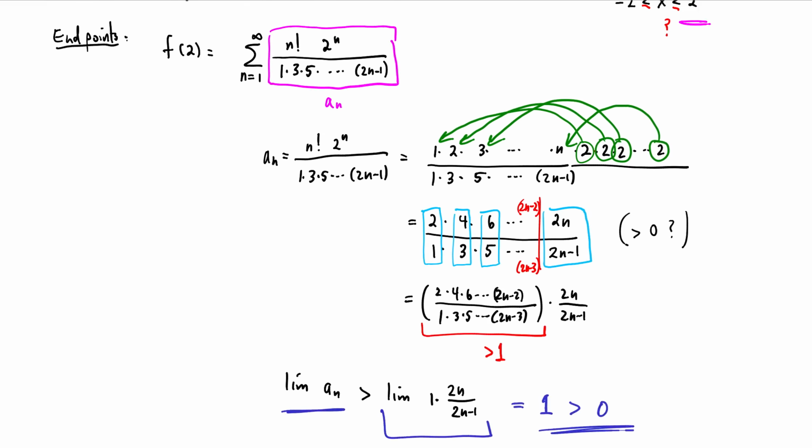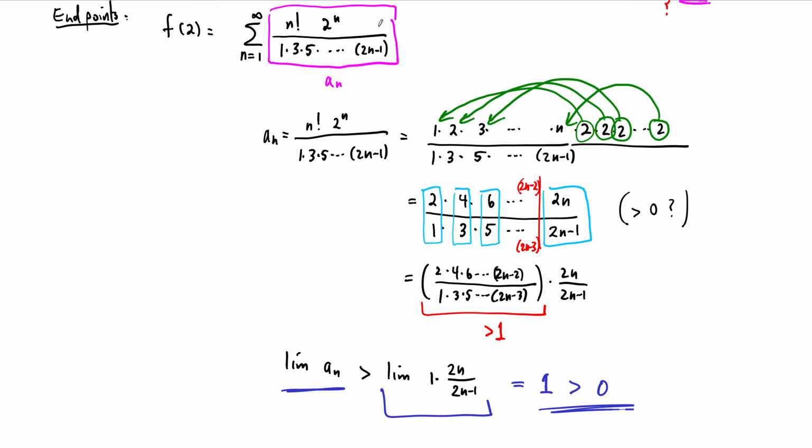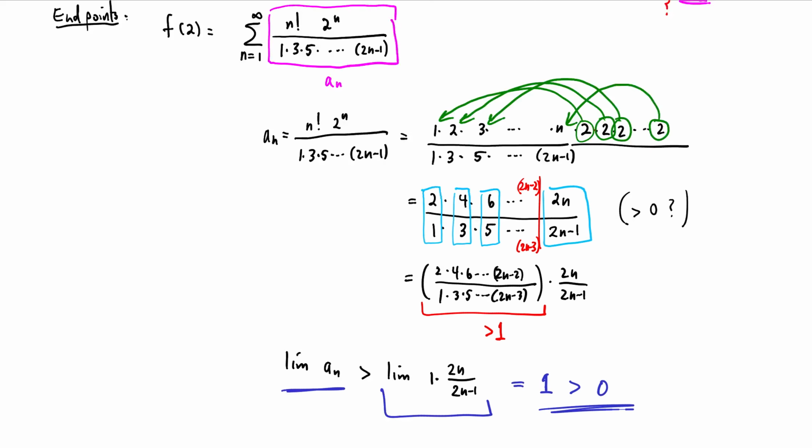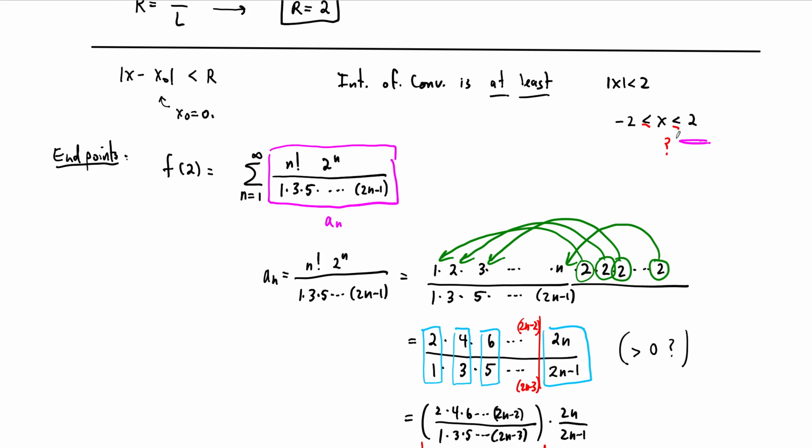If the limit of the terms in the sequence that make up the series does not approach 0, then our series must be divergent. That's the test for divergence. So this is divergent, divergent by our test for divergence. All right? And what that tells us then is that we cannot include 2 as part of our interval.